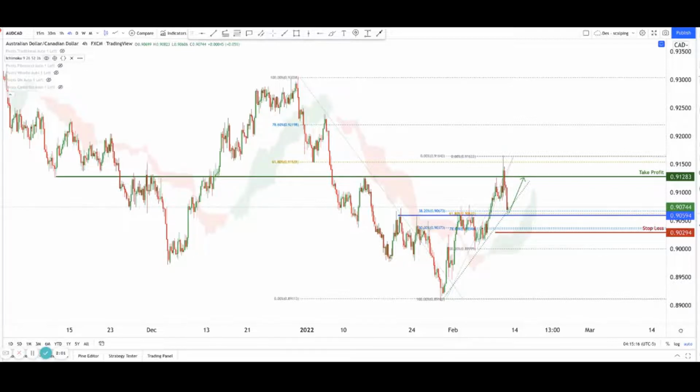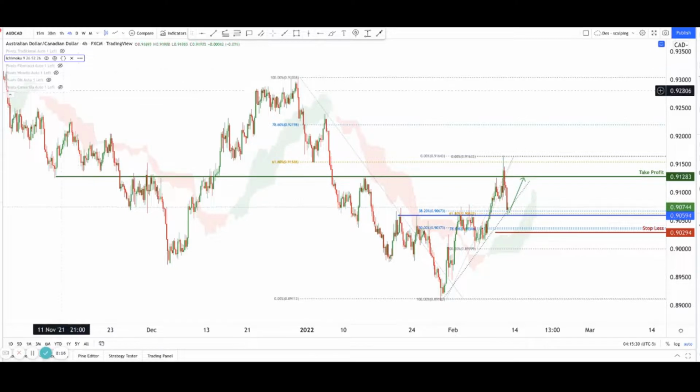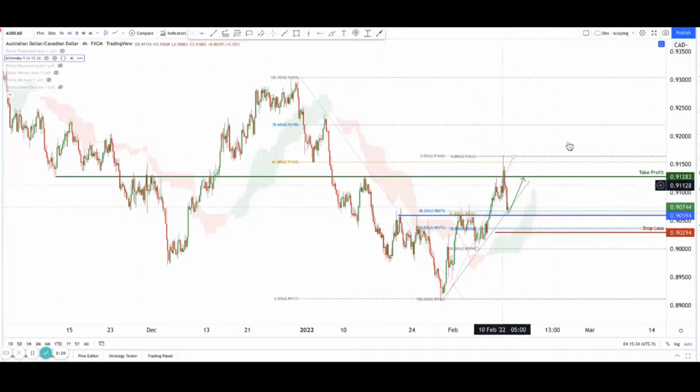Ichimoku shows that it's changing momentum slightly. It looks pretty nice, right? If we look at the conversion and baseline, right? Yeah, it looks pretty healthy too over there, right? The other pivot points are not great, but yeah, it looks like we could see a nice recovery from here up to maybe the 91.28 level.